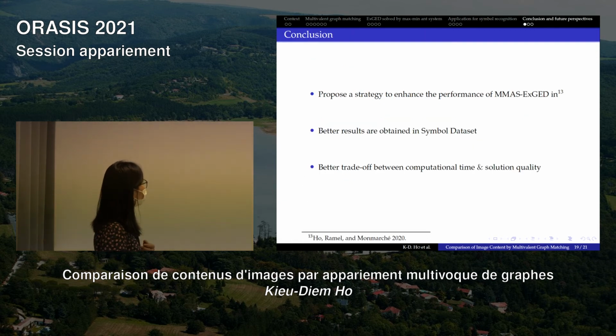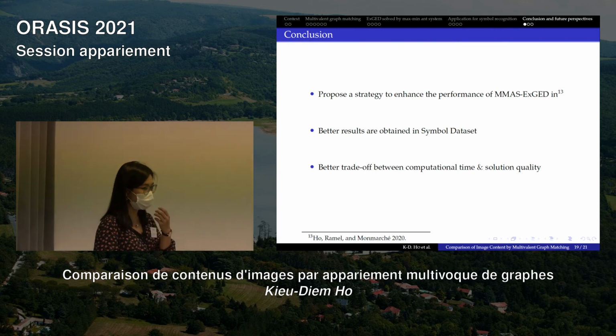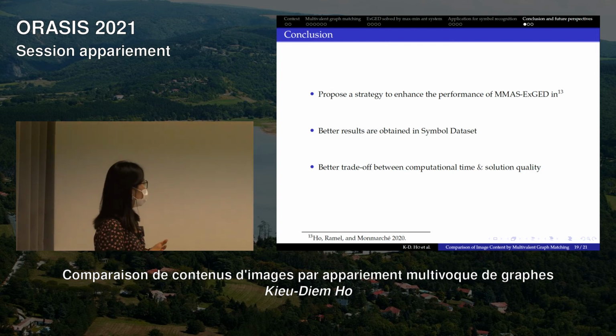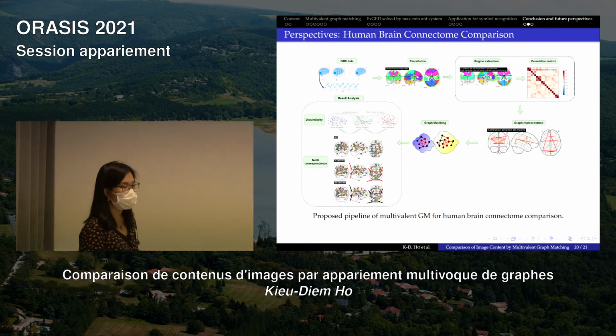So in this work, I propose a strategy to improve the performance of the matching method from the previous work, and better results are obtained for the symbol data set. Also, a better trade-off between the computational time and the solution quality. In the future, I would like to apply the method to human brain connectome comparison.